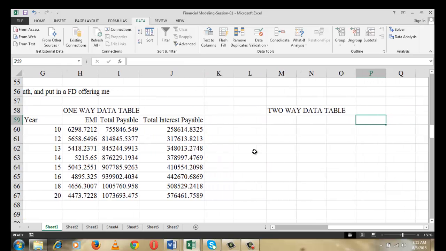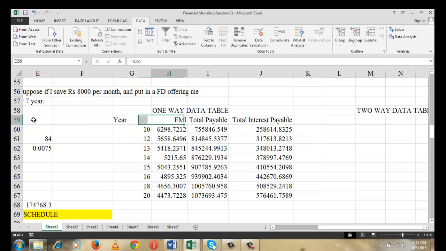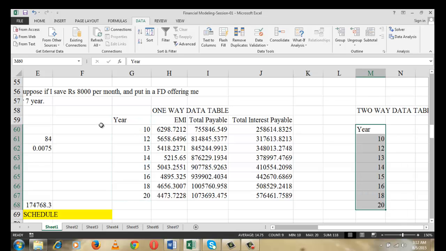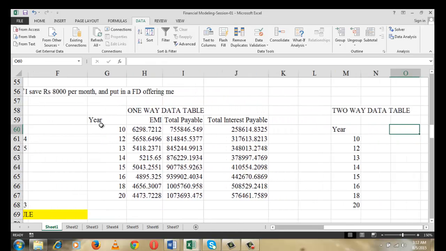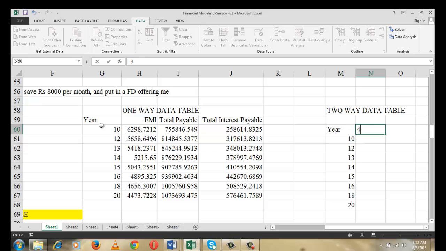You can take a two-way data table where you take two variables. Suppose one variable is time period, so you can copy this time period. And suppose another variable is the loan. Instead of the 4,97,000 loan, suppose I have taken a 4 lakh rupees loan, or 4,50,000 rupees loan.